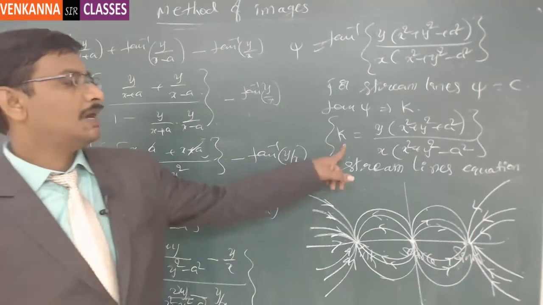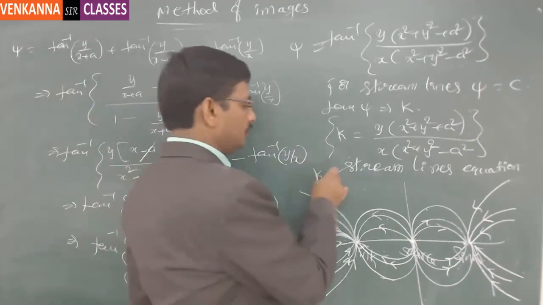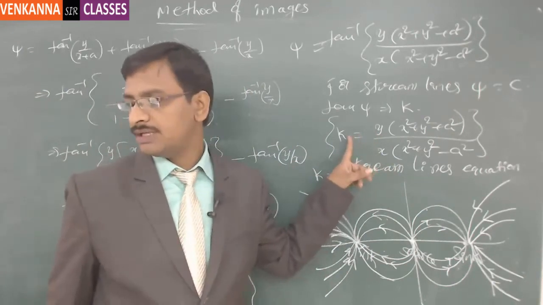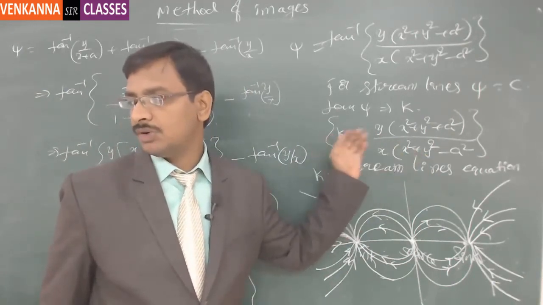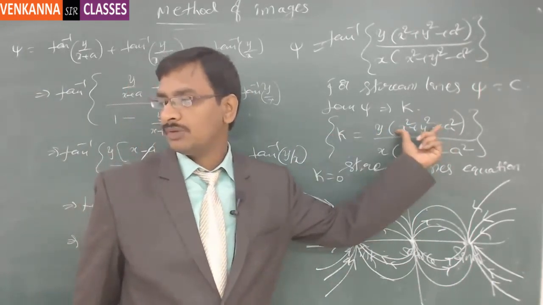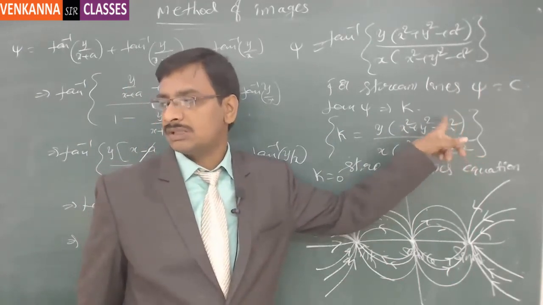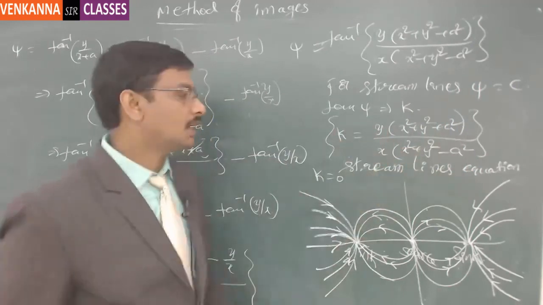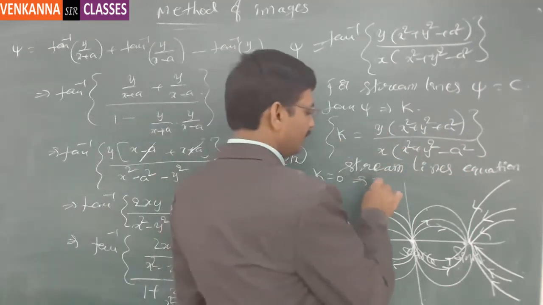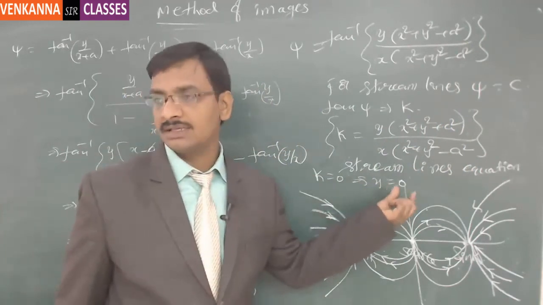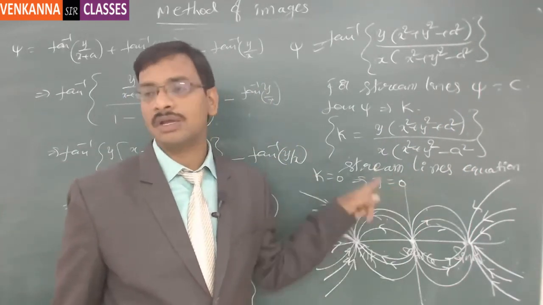So let us take K equal to 0, then it will be y is equal to 0, right? If K is equal to 0, this part will be 0, and this can't be a real value, x square plus y square is equal to minus a square. So this is not a real value. Then y is equal to 0, which is nothing but the x axis. X axis is also a streamline for us.